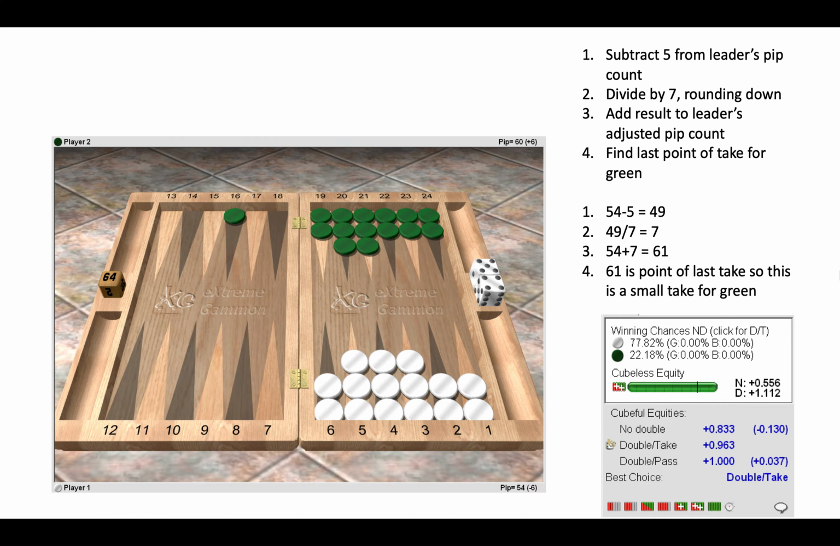Green is very close on 60 pips, so this is a small take. So if green's pip count was 61, it would probably be borderline. So here, being on 60, we can see there on the XG panel that it is a small take because green's pip count is close to the point of last take, being on 60 pips. So here we have a double take.